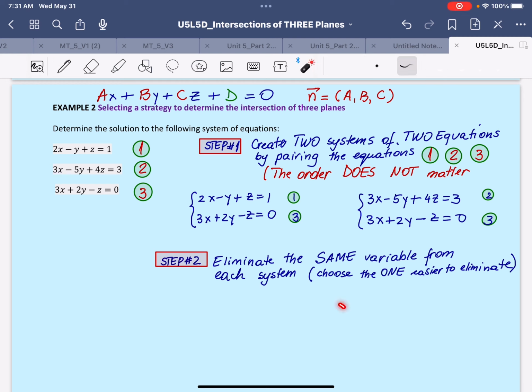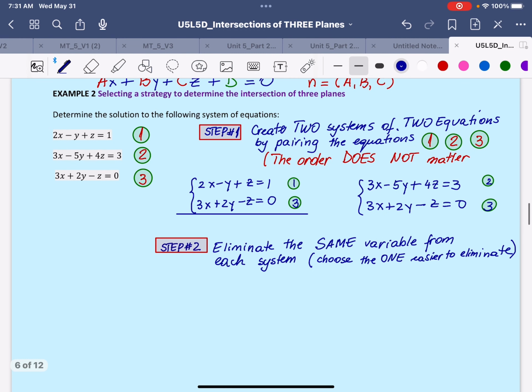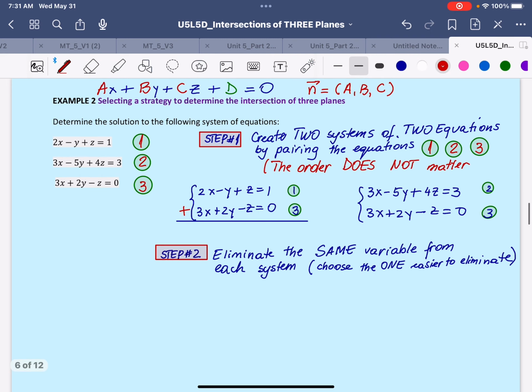So in the next step, we have to eliminate the same variable from each system. And I've already made up my mind which variable to eliminate from the moment I was trying to make a decision of how to pair up the equations. So I will eliminate the variable z from the first system, and that will give us... This can be done by addition in this case, and that is because the signs are opposite. And that will give us 3x plus 2x, 5x.